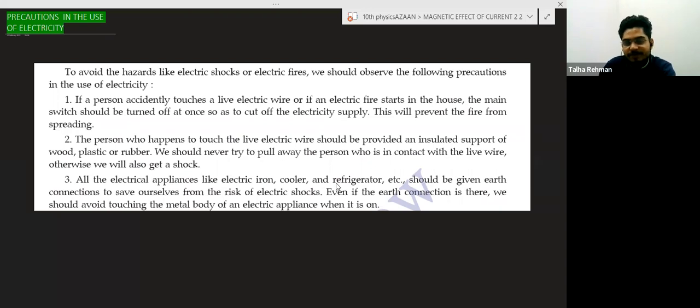So you can write these 3 points. They can ask you in exam, so you can write 3.